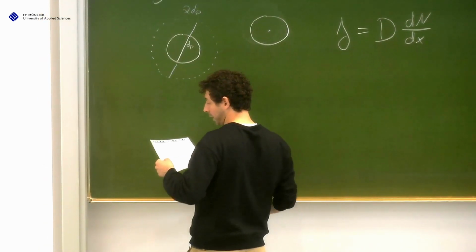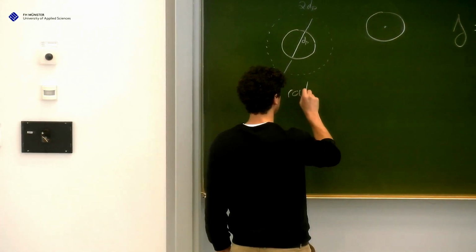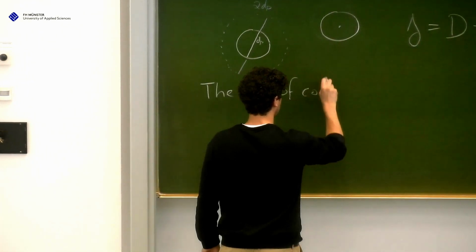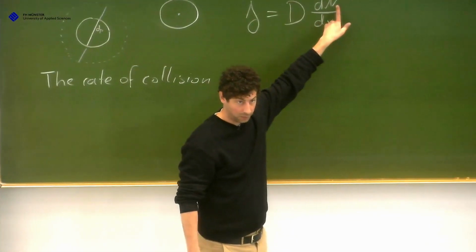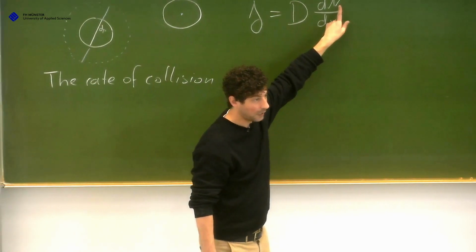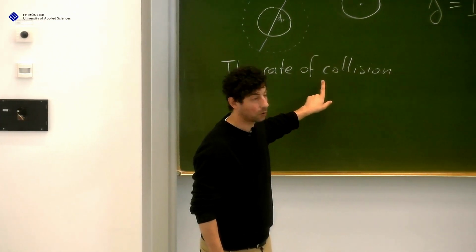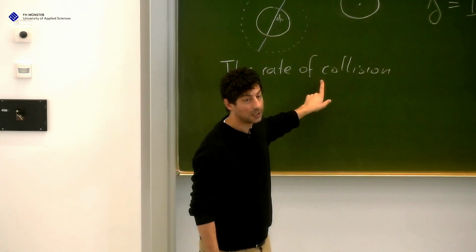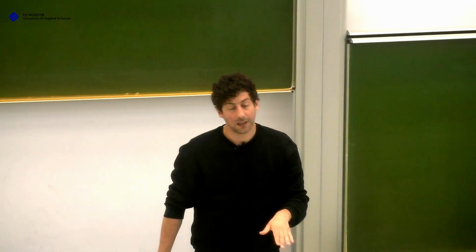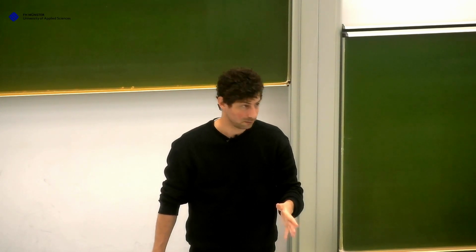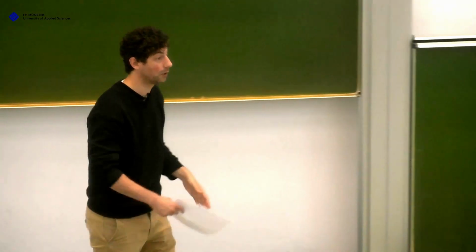So from here, I would like to describe the rate of collision. So this is the number concentration of particles. How many particles do I have? And this is the question, how many collisions I have. They are connected, but they are not the same. The number of particles in coagulation decreases. And the number of collisions decreases or not? Yeah, also decreases, right? The fewer particles I have, the fewer collisions I will have.